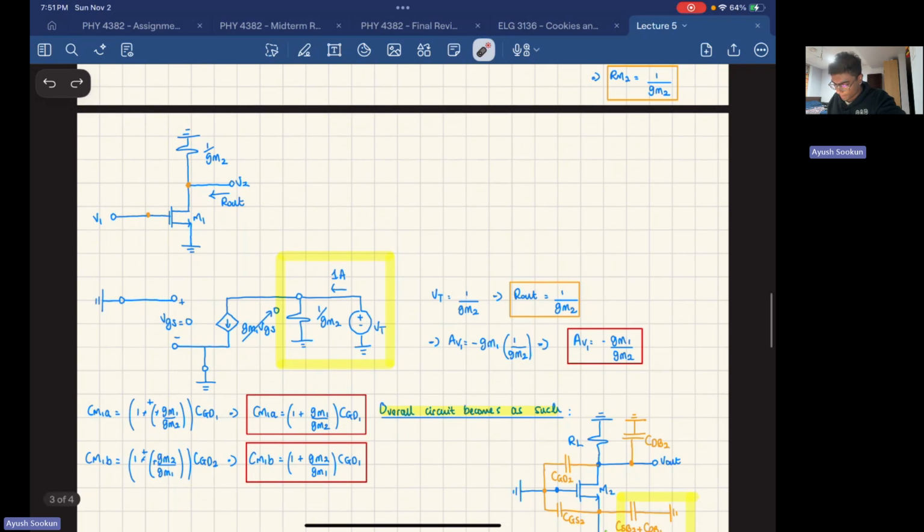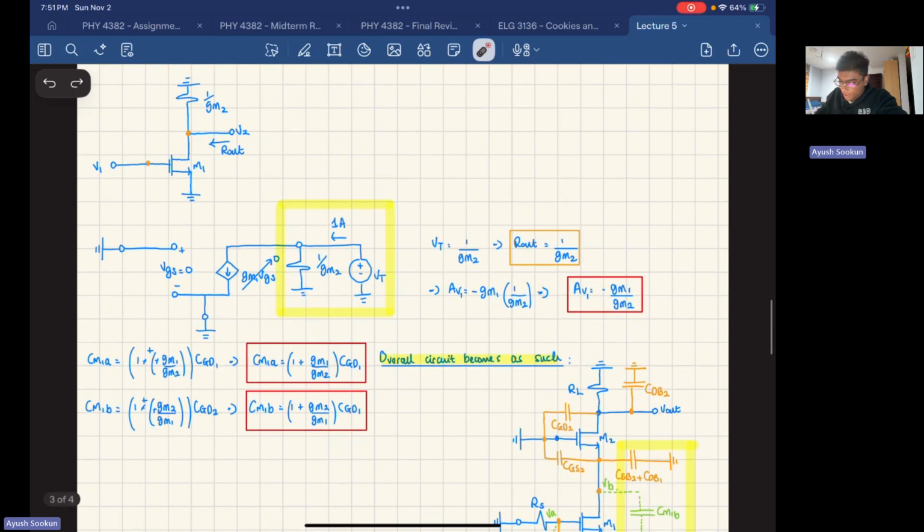So how do I do this? I have M1 right here, and I'm going to replace it by the small signal model. The gate is connected to V1, but remember V1 is grounded because I'm trying to find R out. The source is connected to ground, and the drain is connected to 1 over GM2. And I'm giving 1 ampere current into the circuit because I'm trying to find R out.